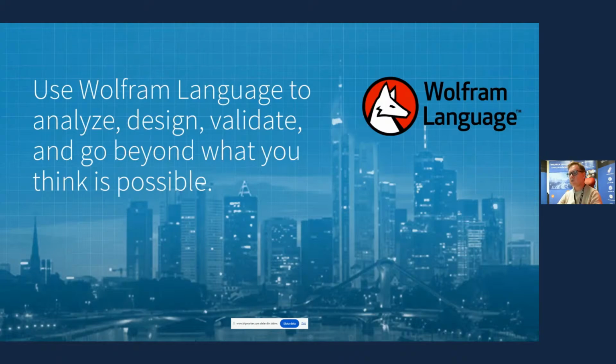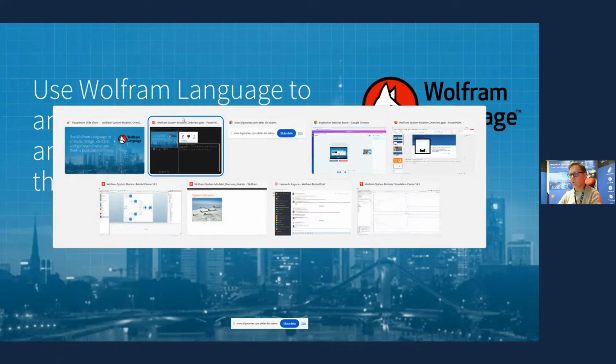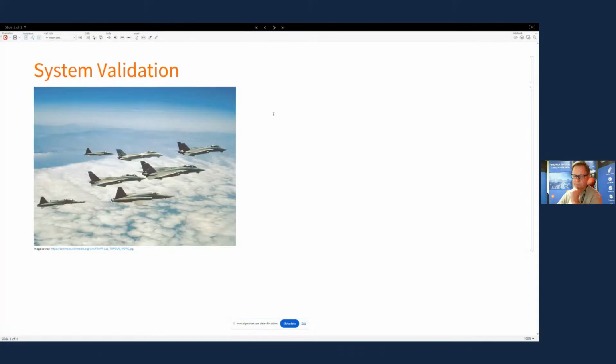So let me switch to a Wolfram Notebook and show a few examples. I'll start here with system validation. What we're seeing here is a formation flight. It's from the movie Top Gun. I guess it's from the original Top Gun. I don't remember that, but I guess it is.